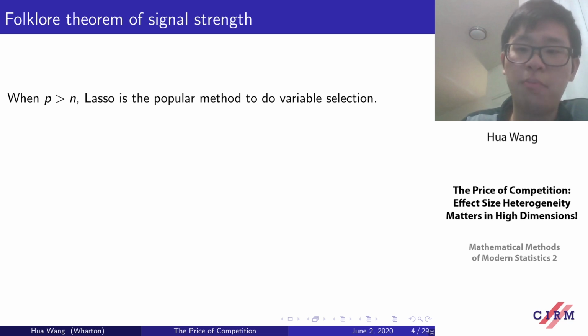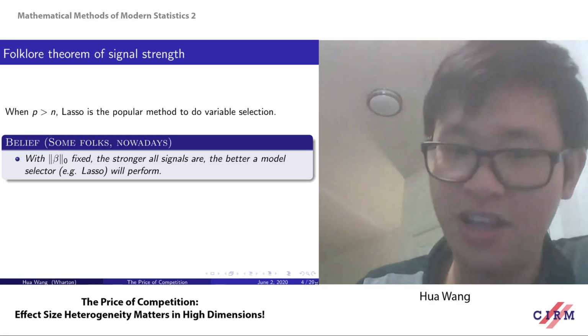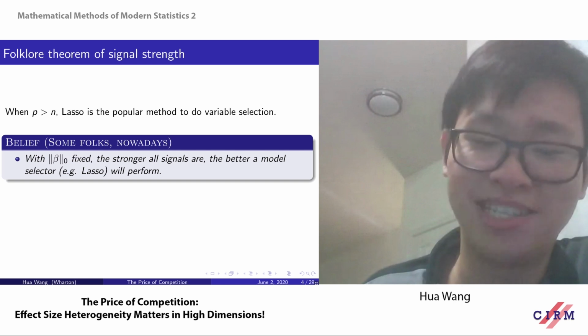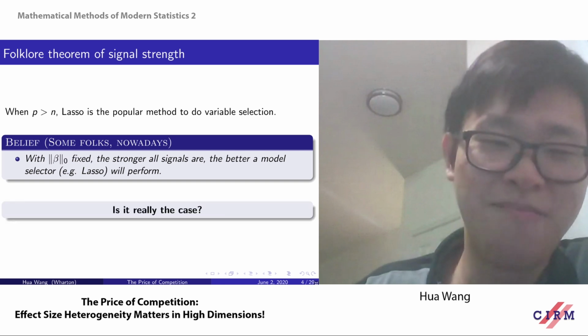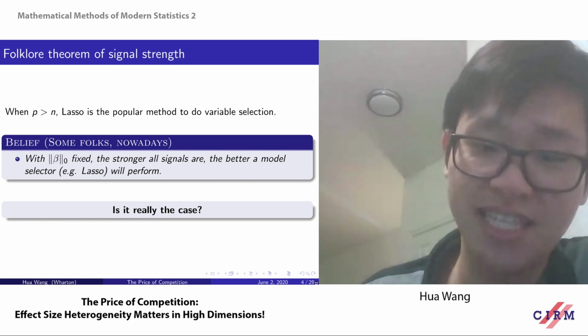Let's talk more about model selection. I think it is without any doubt that in high dimensions, Lasso is the most popular method for variable selection. It is also not hard to conceive this kind of common belief: with the sparsity fixed, the stronger all the signals are, the better a model selector like Lasso will perform. This is really the intuition of us statisticians. But my question is, is this common belief really the case?